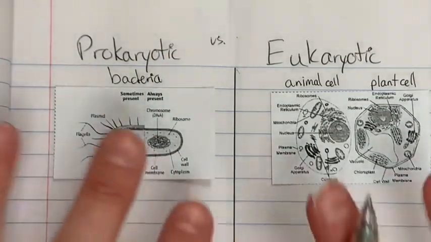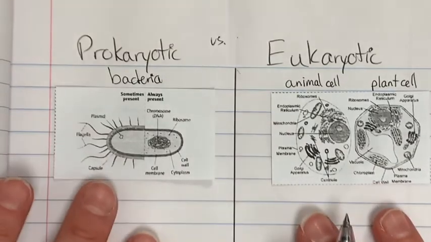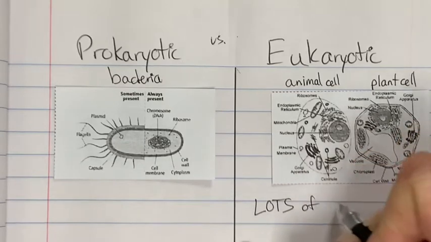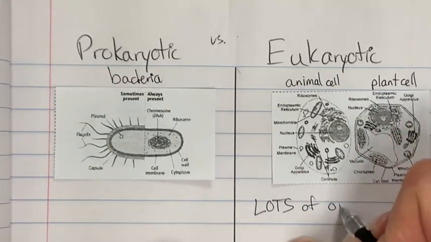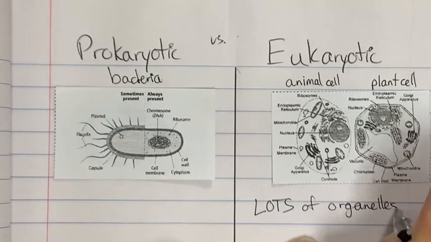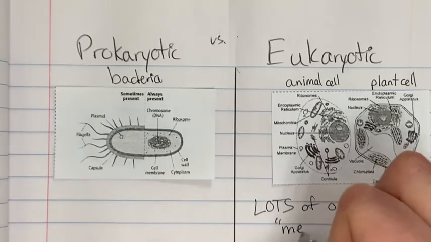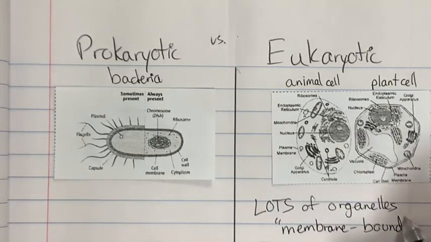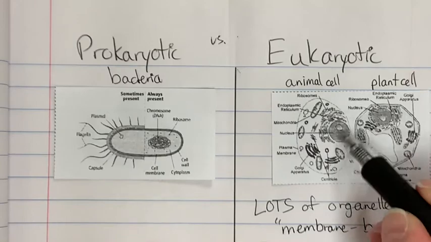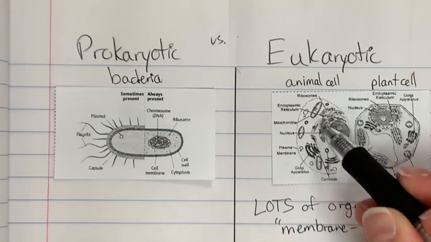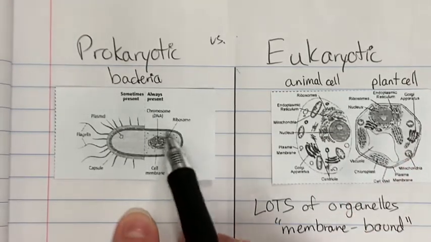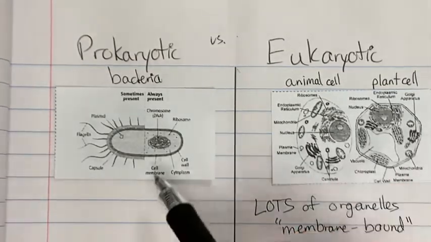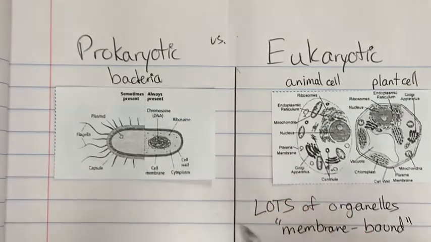All right, so visually, just comparing these two. Eukaryotic cells have lots of organelles, and we describe those organelles as being membrane bound. They like that phrase. What that means is that the organelles inside are covered in their own membrane. They each have a membrane. There are no membrane-bound organelles over here, okay? This has organelles with membranes. These structures, like the ribosome and plasmid, don't have membranes.